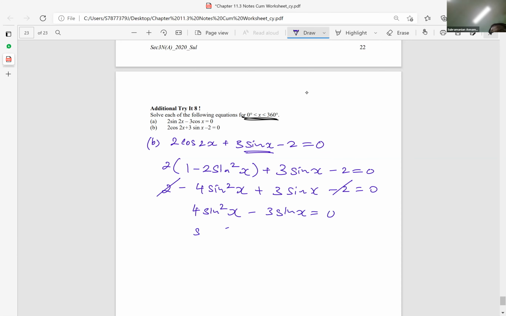And you can take out your sine x out. So left 4 sine x minus 3 equal to 0. Okay, so sine x is equal to 0, or you can have sine x equal to 3/4.